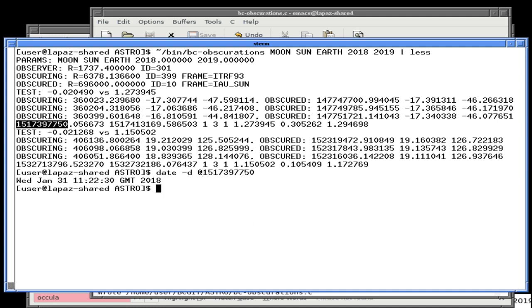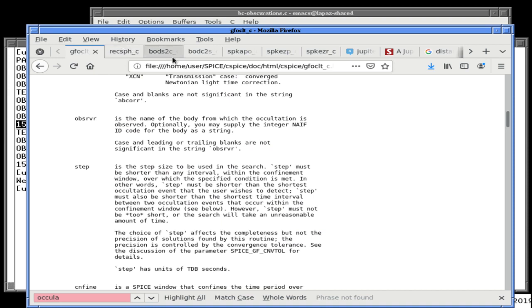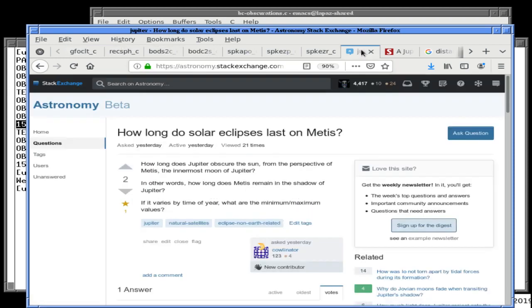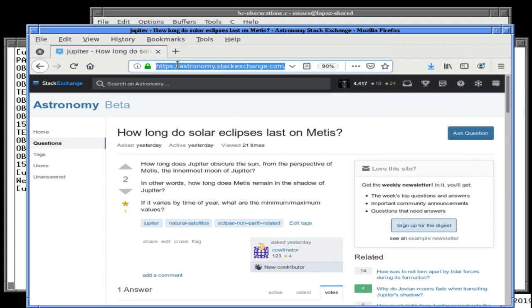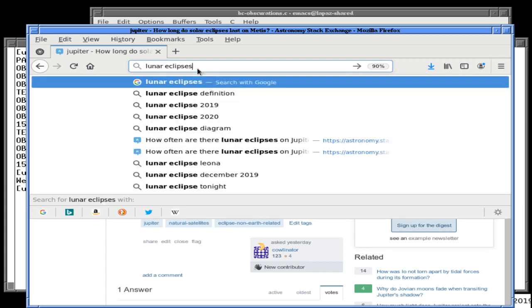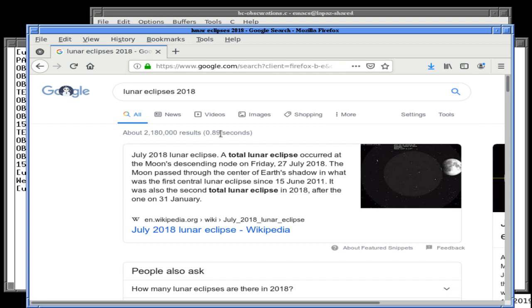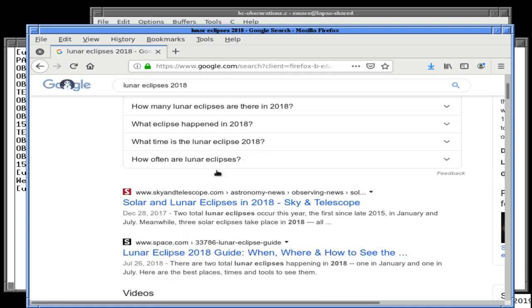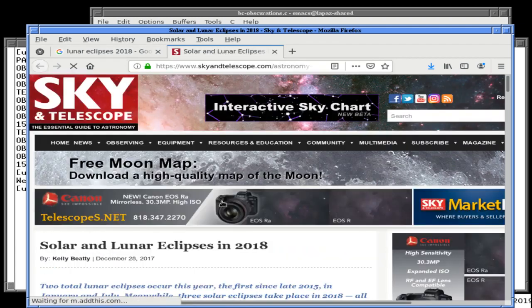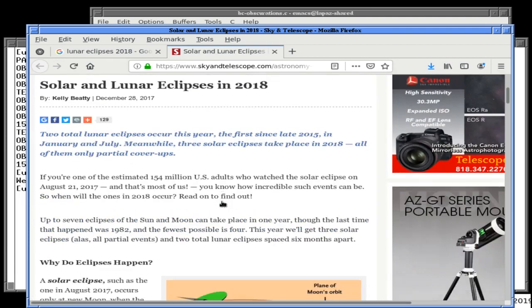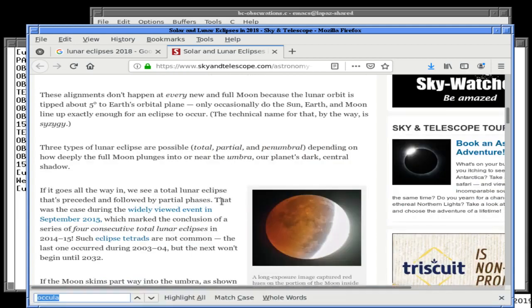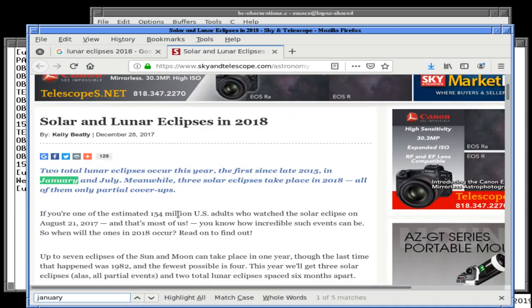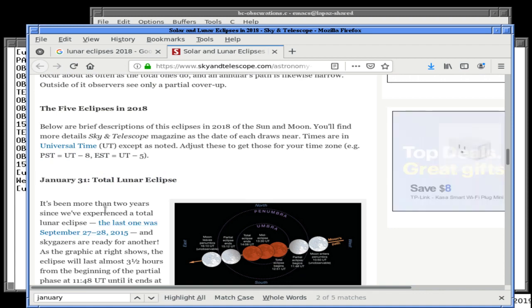So the observation would start on January 31st, so we need basically lunar eclipses for... I've got too many freaking windows open. Close the tabs. Oh, nice, it didn't even bother to warn me, which is actually what I wanted. Well, okay. In January and July, let's see what the January one looks like. Okay, that'll be total, so January 31st, good stuff.